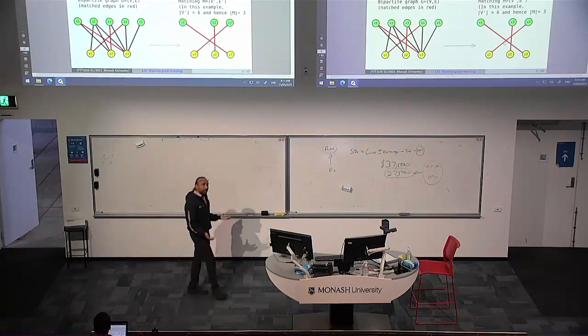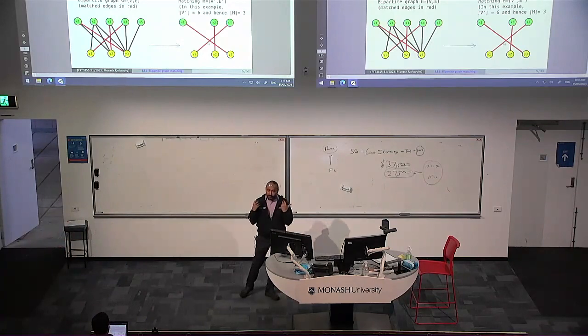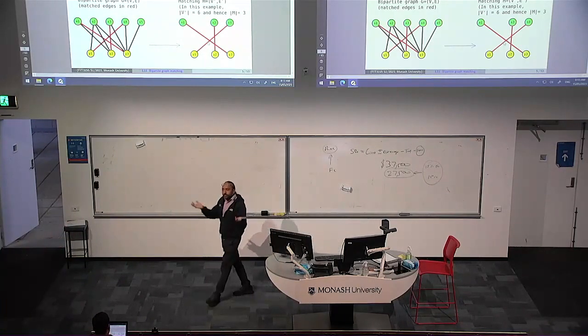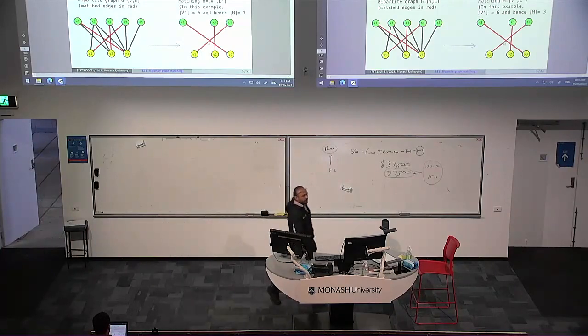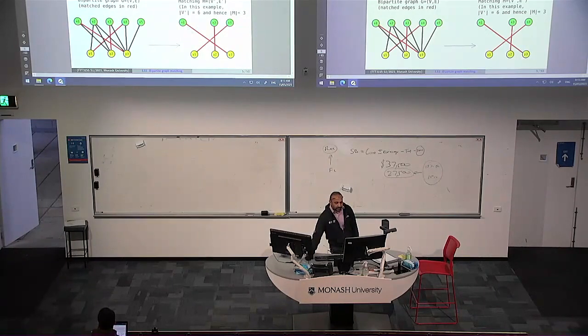Now, the cardinality of a matching is basically how many edges you have in your matching. So what's the cardinality here in this example? It turns out that there are 3 red edges. So the cardinality of the matching, which I'm writing with vertical lines around M, where M is the matching, the size of the matching, is 3. That's how you read that. Okay.